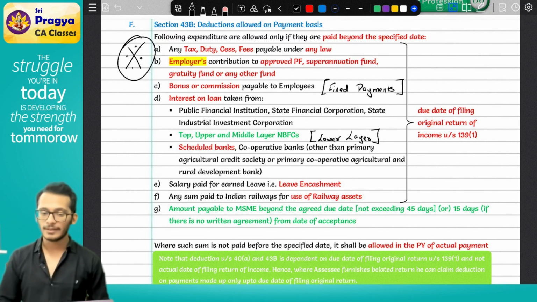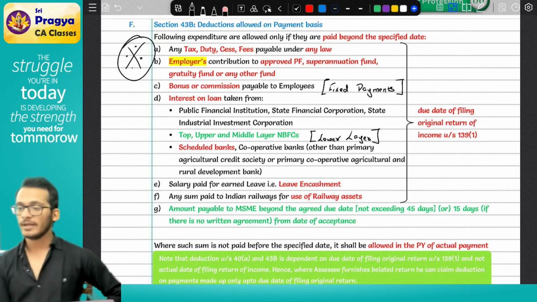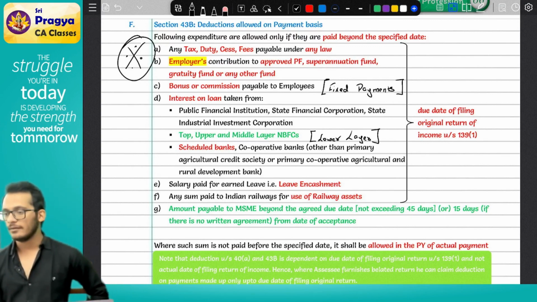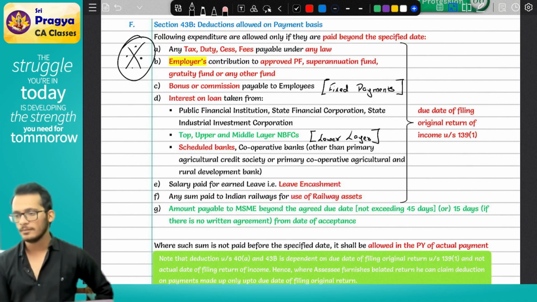Rahul, now what is the due date? What is the due date for all these payments? The due date for all these payments is the due date of return filing. Where did we learn this before?